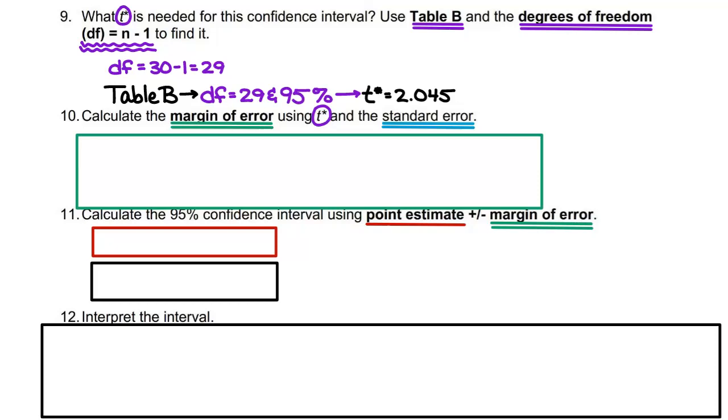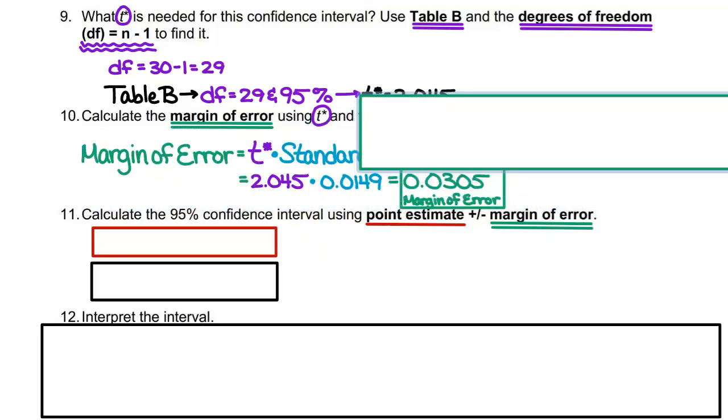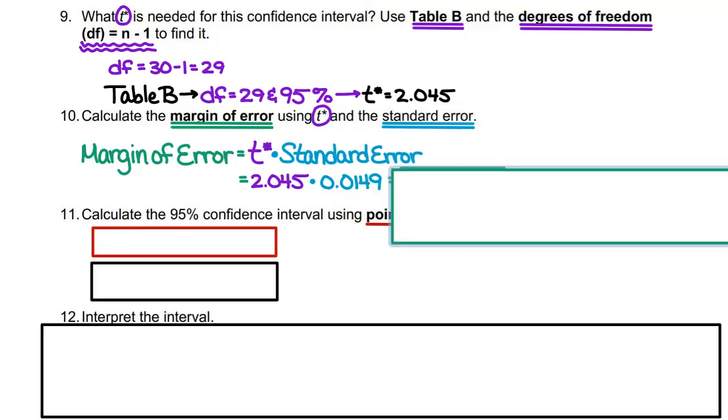So now I want to calculate the margin of error. Does anybody remember how to calculate margin of error? Z star times standard error. In this case, we're going to do T star times our standard error. We're using a T star of 2.045. And what was our standard error again? .0149. There we go. Margin of error is T star times standard error. So 2.045 times 0.0149.